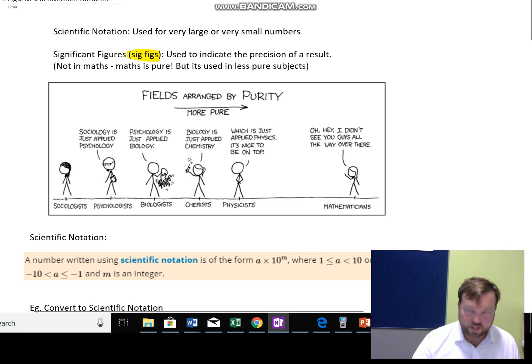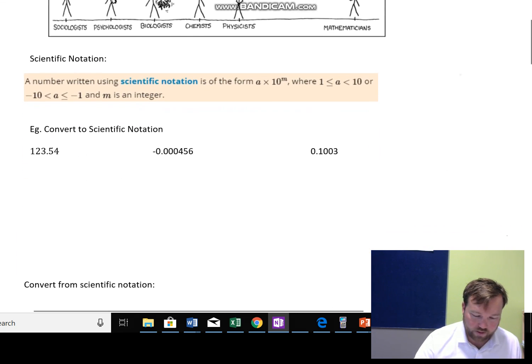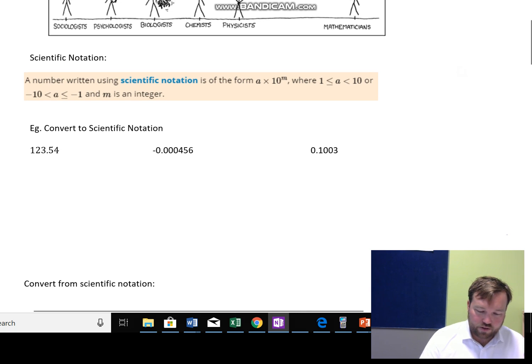Alright, first, scientific notation, and I'm hoping you've seen this before, so I'm going to go quickly. When a number is used in scientific notation, it is written in the form of a times 10 to the m, where a is between 1 and 10, so that number there at the start is between 1 and 10, or -1 and -10, and m is an integer. So m is a whole number.